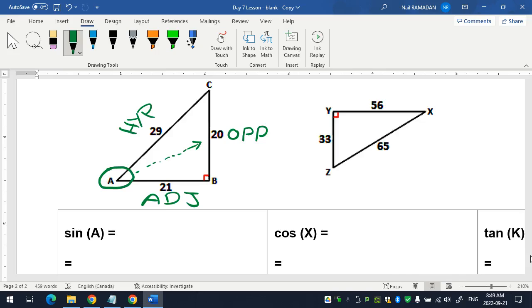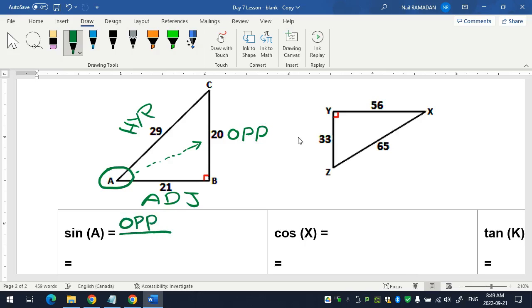What is the definition of sine? What over what? All of them are something over something. You just have to remember which one. Opposite over hypotenuse. Perfect. Let's write that down. So everyone, the first thing we're going to write is opposite over hypotenuse.